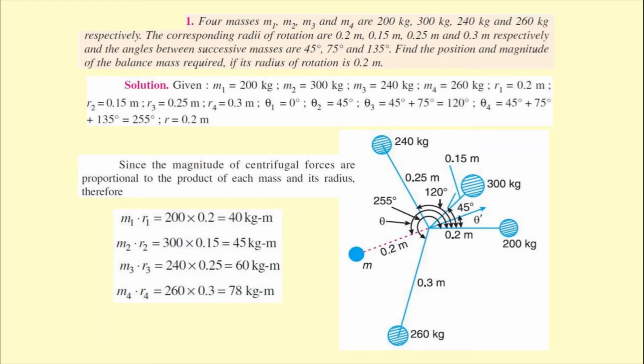First of all, you have to draw the space diagram as shown in the first step. In the second step, we find the individual m1 into r1, m2 into r2, m3 into r3, m4 into r4 values. Remember, all the terms should be found in kg and meter. Whatever unit is used, try to convert it into kg meter. It will be easier for you to calculate and understand.